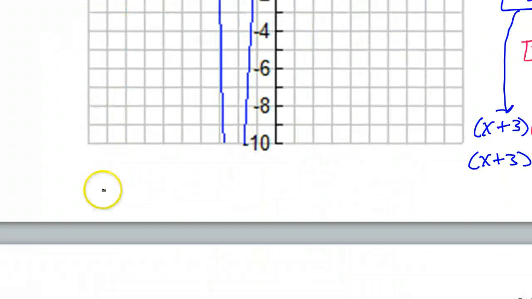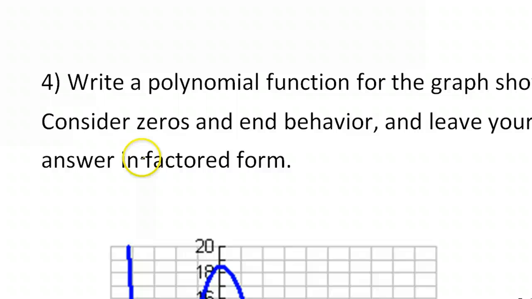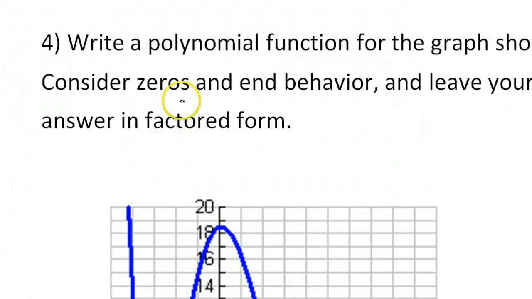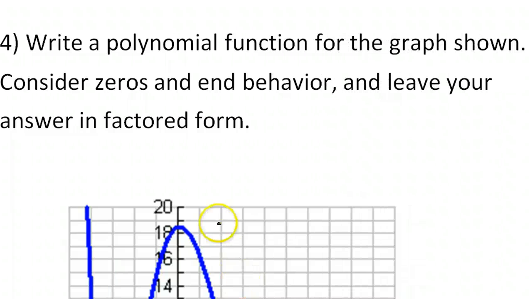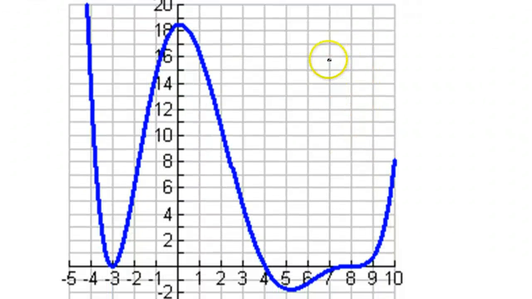Okay, so let's take a look at problem number 4. We are supposed to write a polynomial function for the graph shown. Consider zeros and end behavior and leave your answer in factored form.